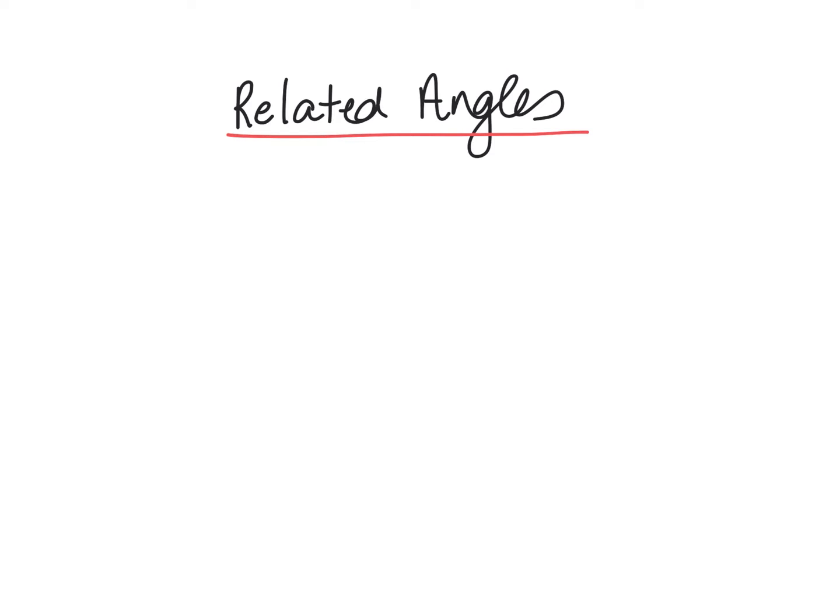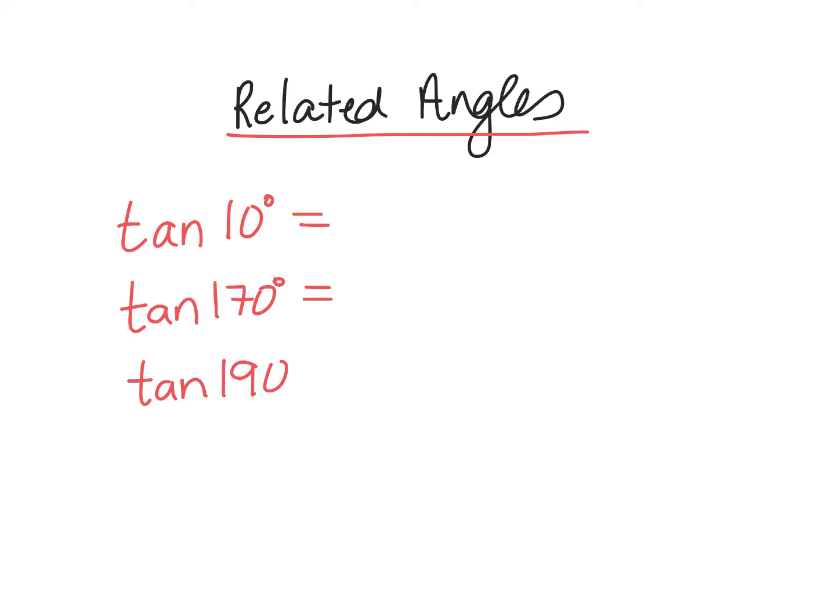Related angles. This short video is just going to review some ideas that we've seen in the 5.4 lessons. So I'd like you to, on your calculator, find the value of these four values. Tan of 10 degrees, tan of 170 degrees, tan of 190 degrees, and tan of 350 degrees.